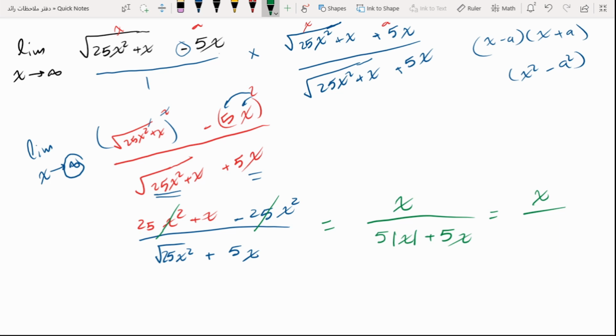Then it will be x over, now because x approaches infinity, as I said before, the absolute value of x is equal to negative x when x is less than 0, and x when x is greater than or equal to 0. So infinity is here and negative infinity is here. If the limit goes to positive infinity, I will choose x. So 5x plus 5x will be 10x, and the final answer will be 1 over 10.